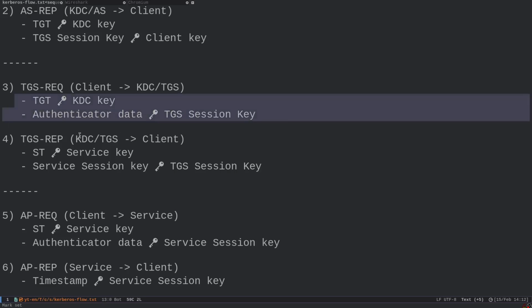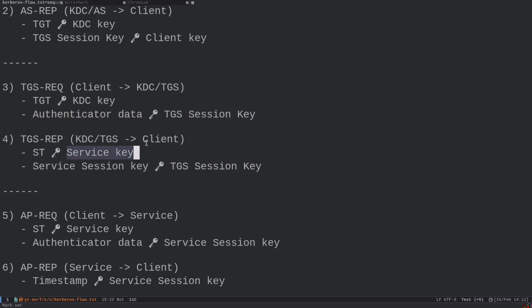It checks if everything matches, and if everything matches, it's going to generate a service ticket encrypted with the service key. And it is also going to send to the client the service session key encrypted with the TGS session key. So once again, the client cannot really decrypt the tickets themselves, but he can decrypt the other key that is sent. In this case, it's going to be the service session key.